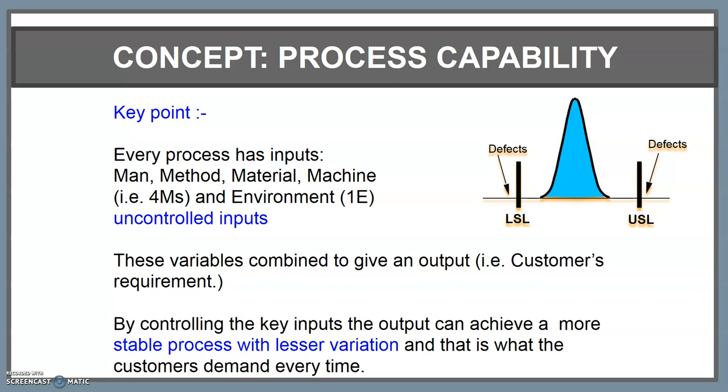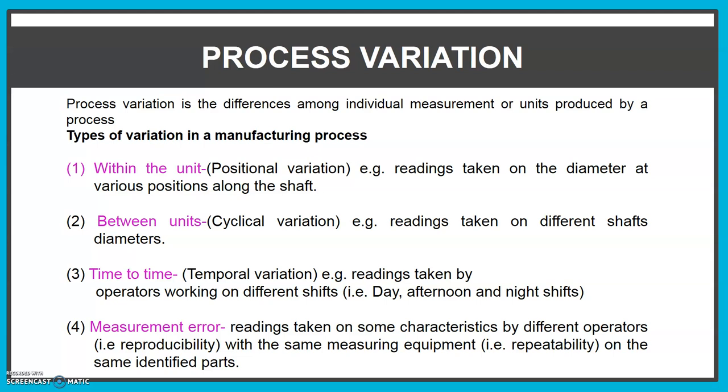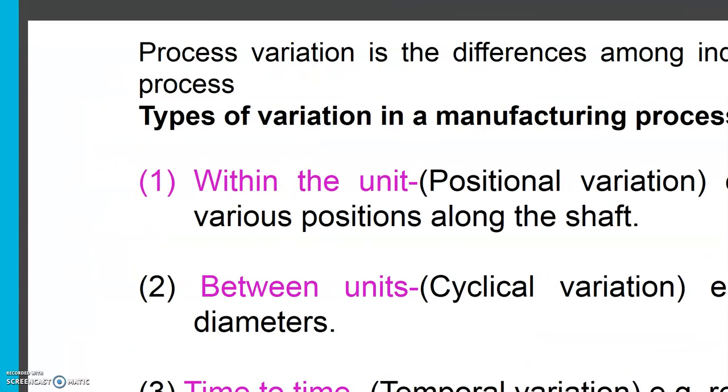I hope you understand with this example. Then, why have the variations in your process? So, types of variation in the manufacturing process. First one, within the unit. That means the position for the variation.